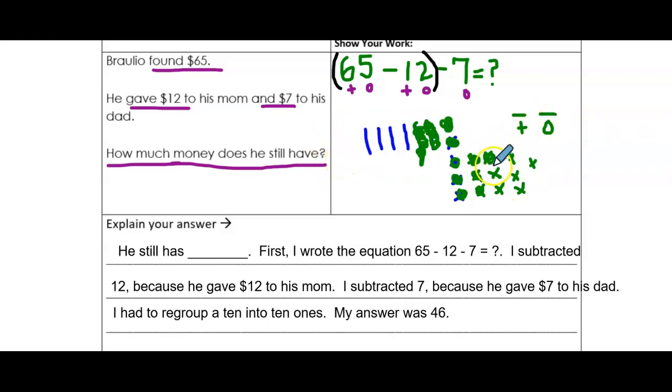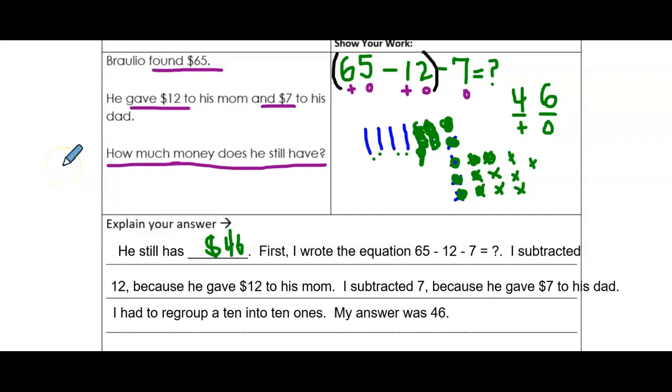How many ones do we have left? Let's count. 1, 2, 3, 4, 5, 6. We have 6 ones. Great job, boys and girls. Now, how many tens do we have left? Help me count. 1, 2, 3, 4. Yes, there are 4 tens rods. So boys and girls, how much money does he still have left? He still has $46.